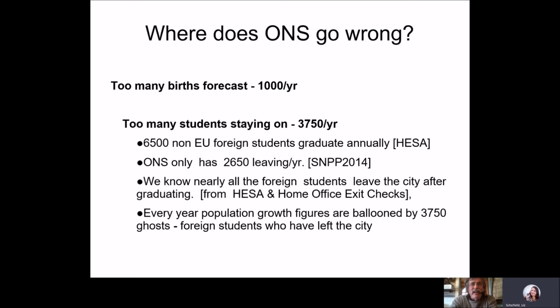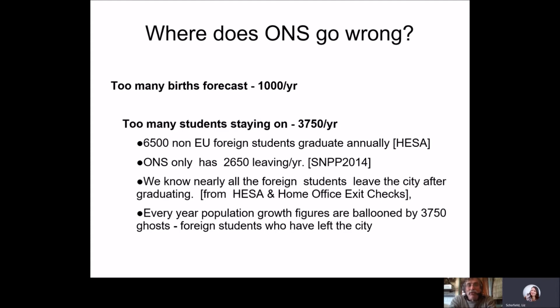You can get good hard data from the Higher Education Statistics Agency about how many foreign students there are at the universities. There are a vast number in Coventry. After London, we have more foreign students than any other city in the country. And how many of them graduate? And then the very key question is, how many of them leave the country after graduating?